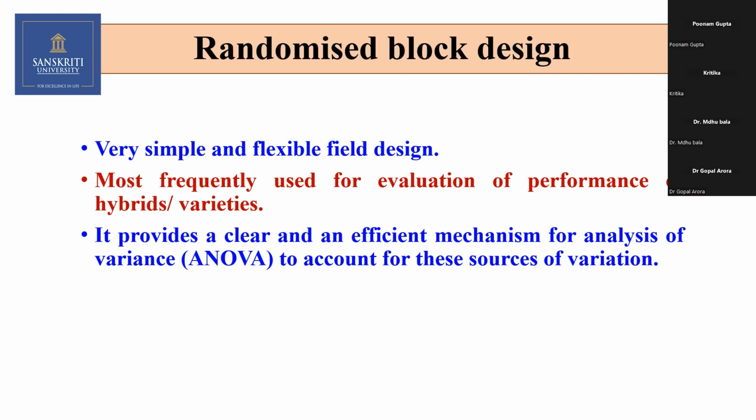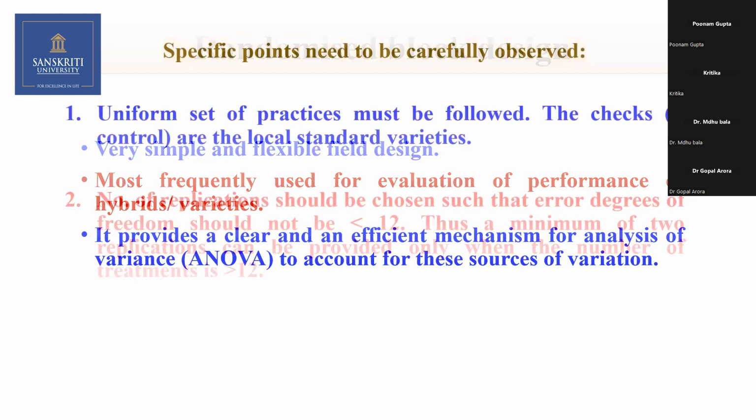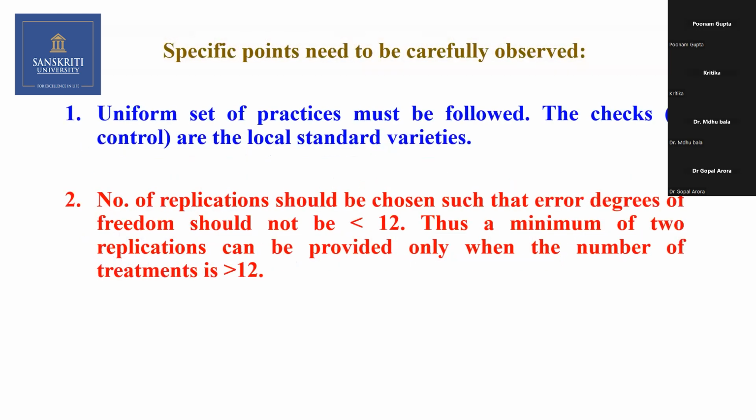Error is always a part and parcel of us. So three: one is rows, one is columns, another one is error. Or treatment, then blocks and error. So the specific point is that a uniform set of practices must be followed. The checks or controls are also local standard varieties.